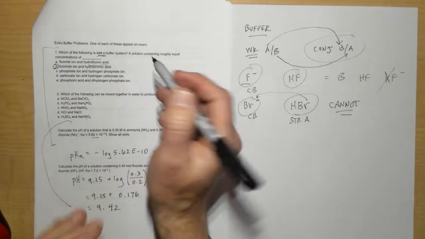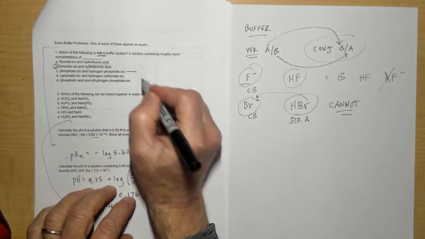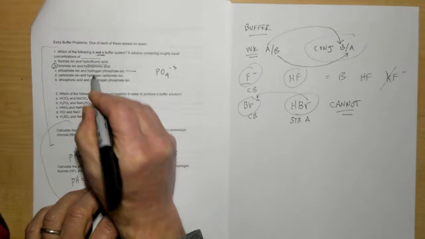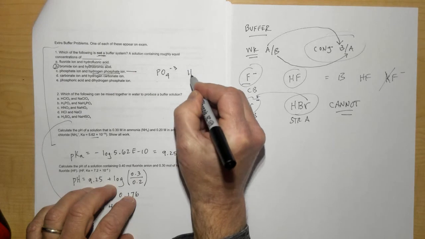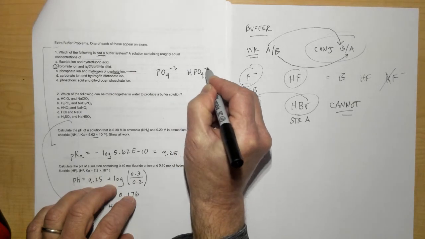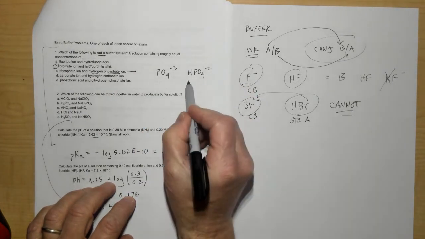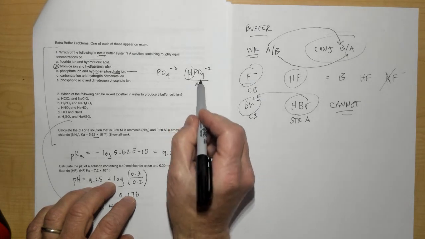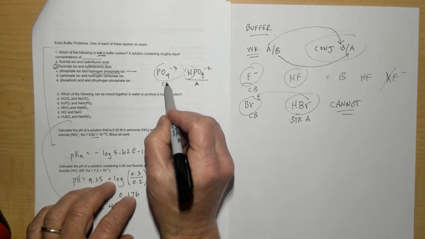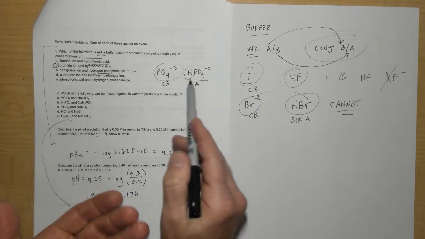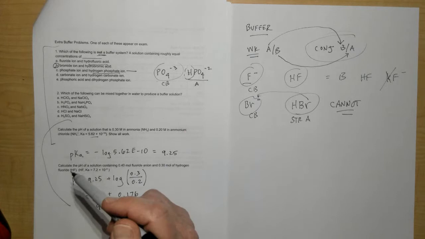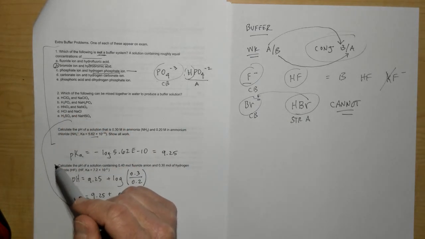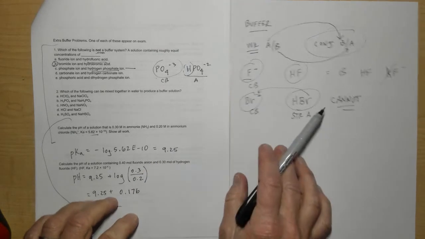What about the other ones? Yeah, they can all be buffers. Let's take a look at C just to see why. Phosphate ion is PO4 3-, and then the hydrogen phosphate ion is HPO4 2-. You can see that this one would be an acid because it has an H on it that it could donate, and this would be the conjugate base of this acid. Obviously this is a weak acid because it's not one of the strong ones. Same thing with all these other ones right here. There would be weak acids and their conjugate bases.